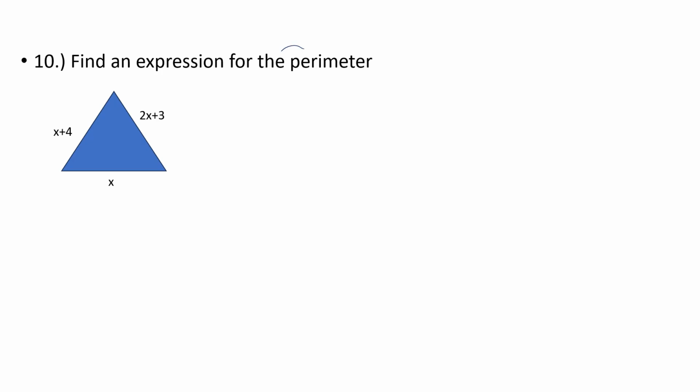And last but not least, we have a lovely geometry problem here. This one is find an expression for the perimeter. So that does require that you know what the word perimeter means. And if you're online watching this video and you don't know what it is, you can always do a search for it to say, what is perimeter? Perimeter is the distance around the outside of an object.